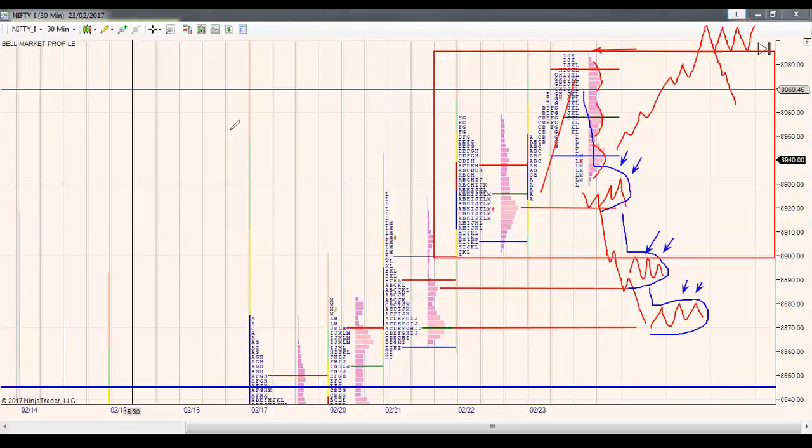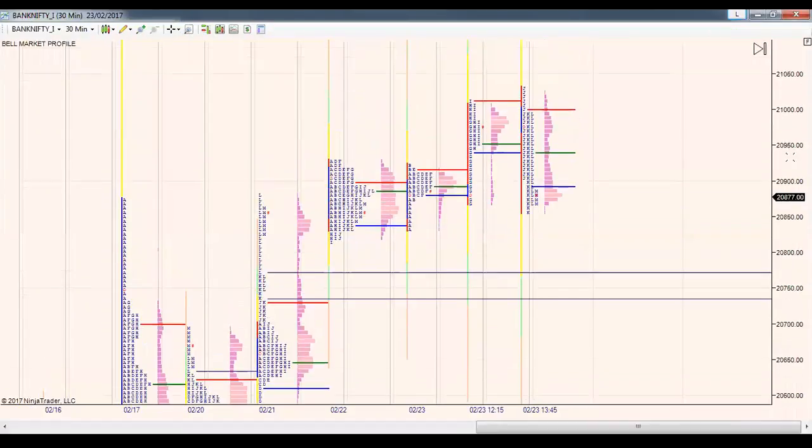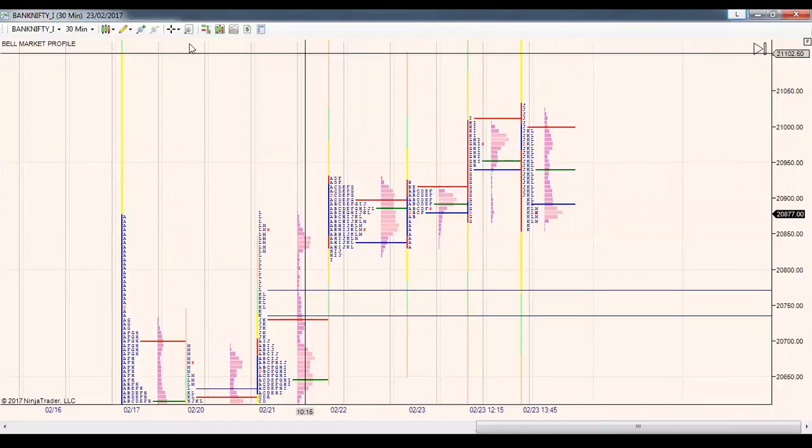Every dip is getting bought into. So that is what I feel about Nifty. Let's go and check out Bank Nifty. Bank Nifty, I had already split up the profiles for you.